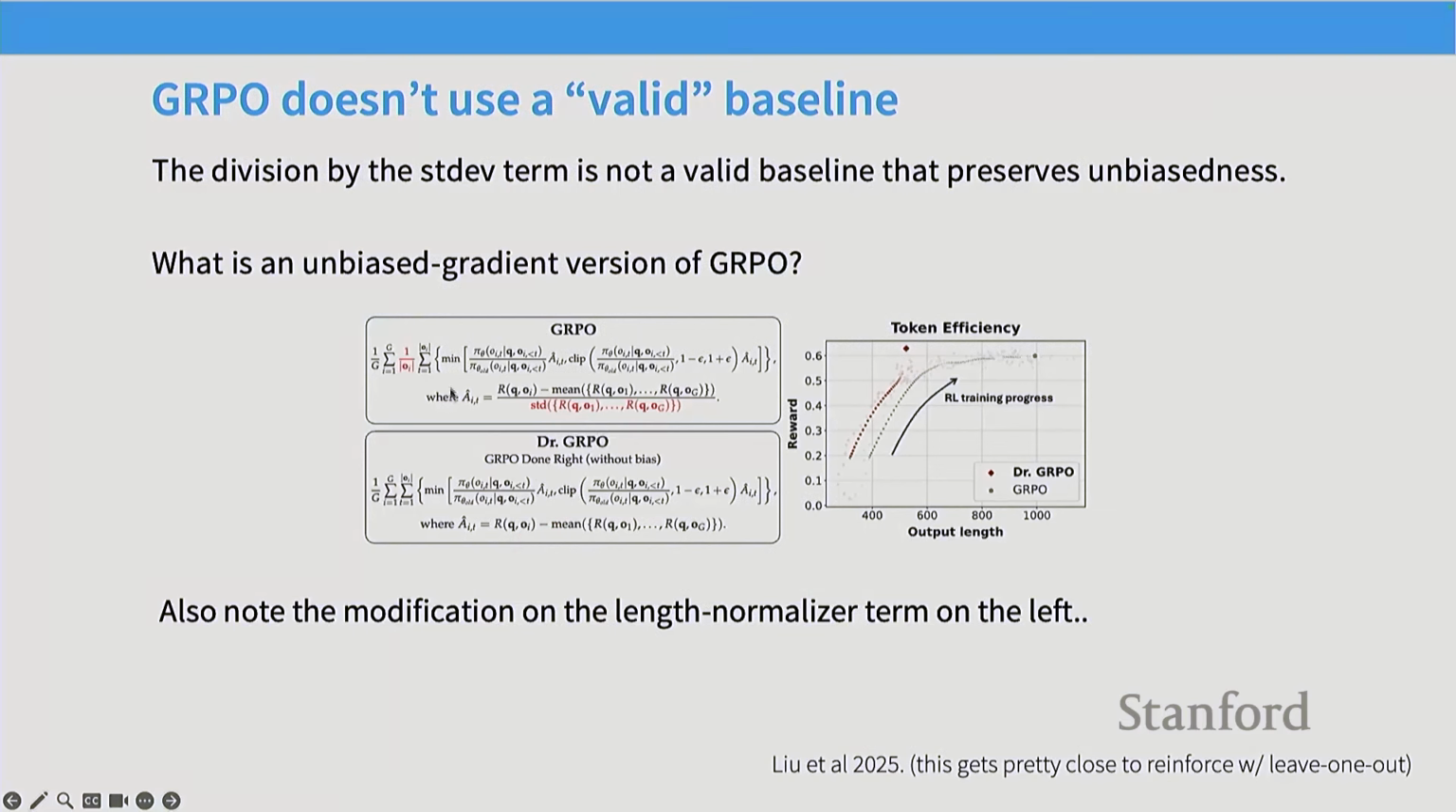So I'm dividing the advantage by the standard deviation. So what does that mean? When the standard deviation is small, the reward is going to be amplified. It's going to be more important for me to optimize that group when the standard deviations are small, right?